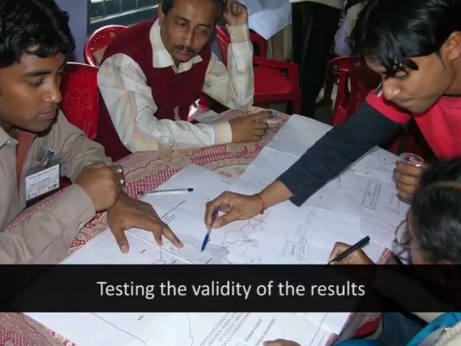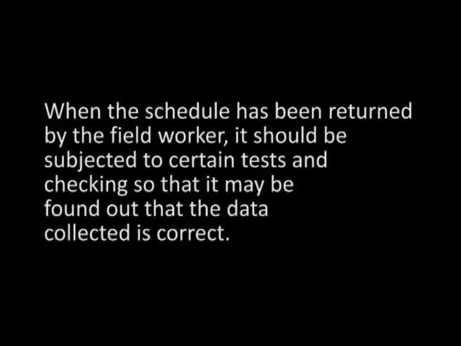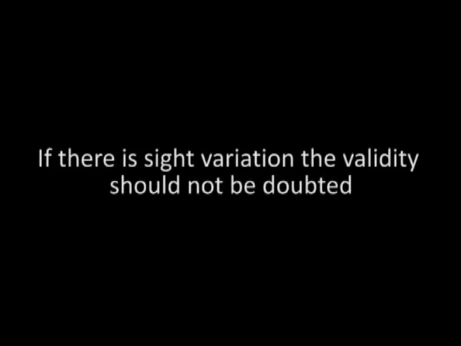Testing the validity of the results. When the schedule has been returned by the field worker, it should be subjected to certain tests and checking so that it may be found out that the data collected is correct. It can be done through various ways. The investigator may himself select certain respondents and interview them again. In case the reply is different than what has actually been recorded on the schedule, the whole lot should be either rejected or subjected to study again. If there is slight variation, the validity should not be doubted.